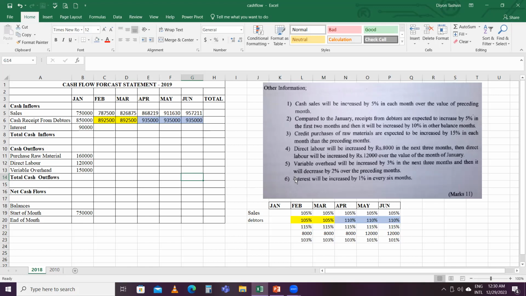Here, the third one is referring to the interest. But under the additional information, it's in the sixth place. In the sixth one, it said interest will increase by 1% in every 6 months. So every 6 months, it will be increased just by 1%.